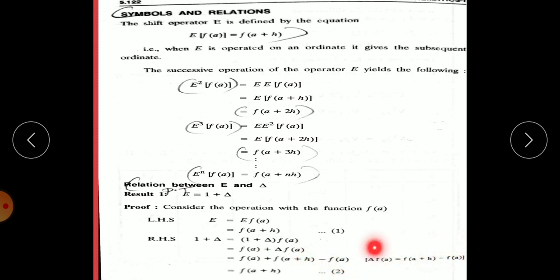See that here they have given lambda f of a equal to f of a plus h minus f of a. So we are writing that f of a plus h, this is the first equation, second equation. So from 1 and 2 we are getting E equal to 1 plus lambda.